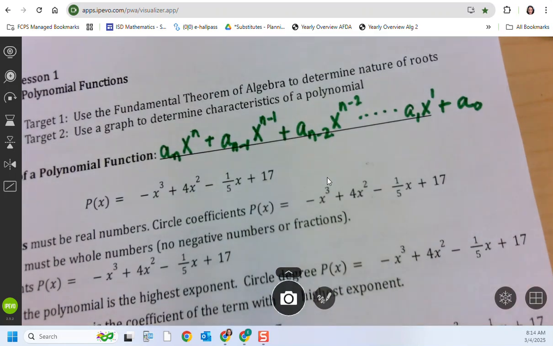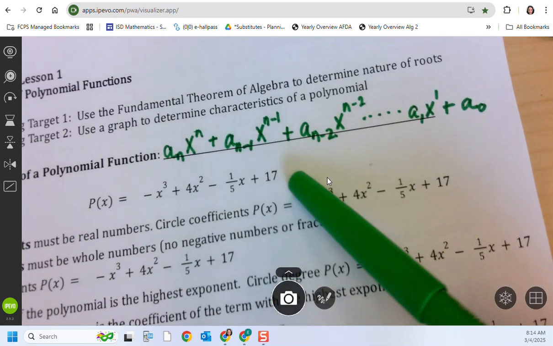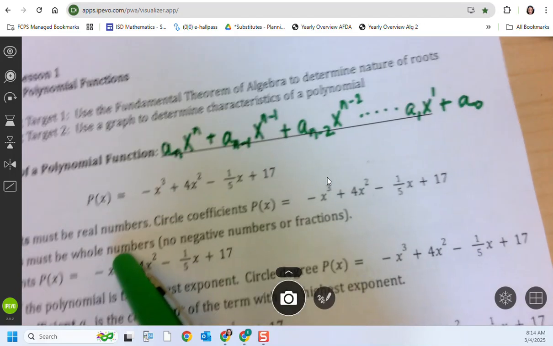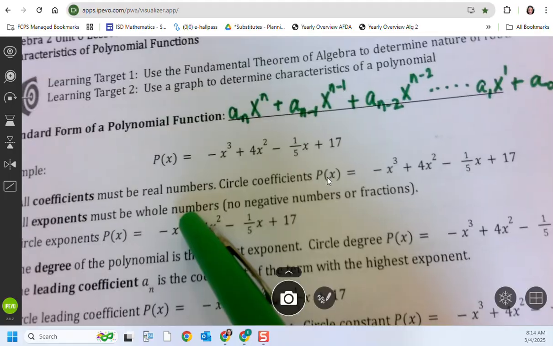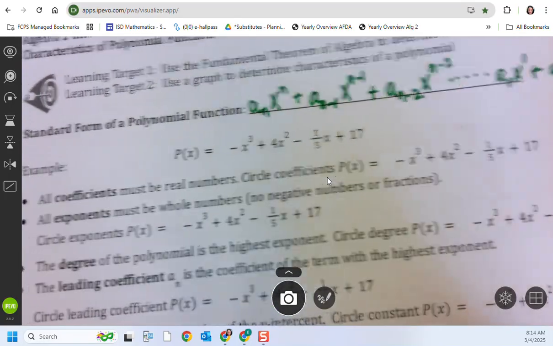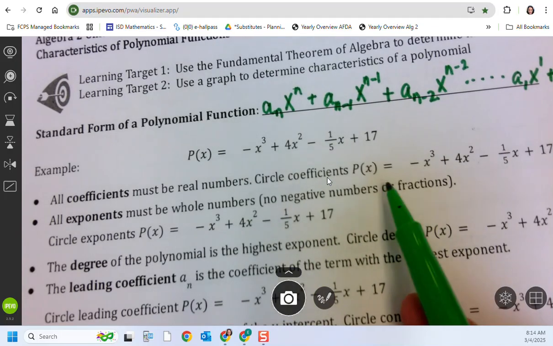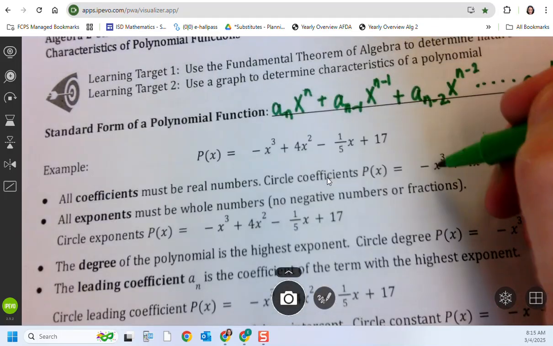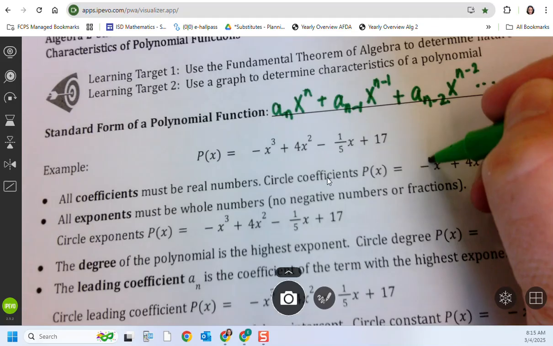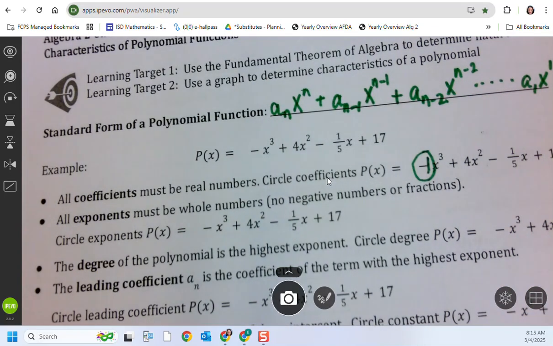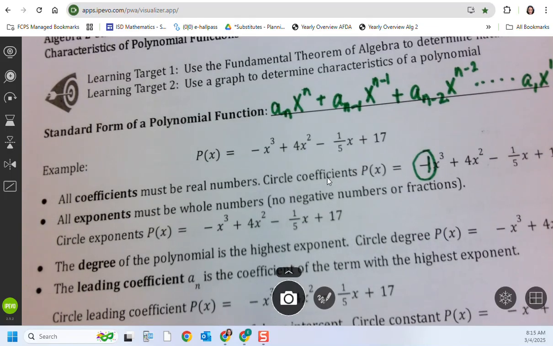Okay. So this is our example, and then here are some rules. All of the coefficients must be real numbers. What's an example of a number that's not real? I, right. So you can't have I as a coefficient. It says circle the coefficients. So the first one here, I don't have a number, but I have a negative, so I know the first one is going to be negative 1. Circle the coefficients of the other terms. Compare with your neighbor and see if you're getting the same thing.